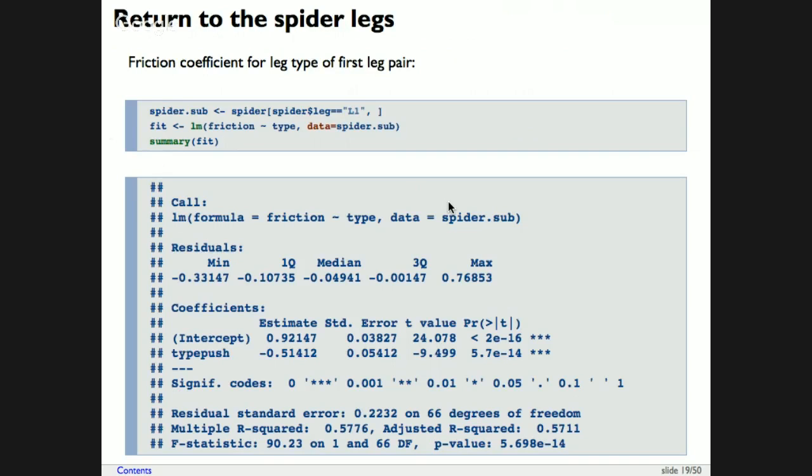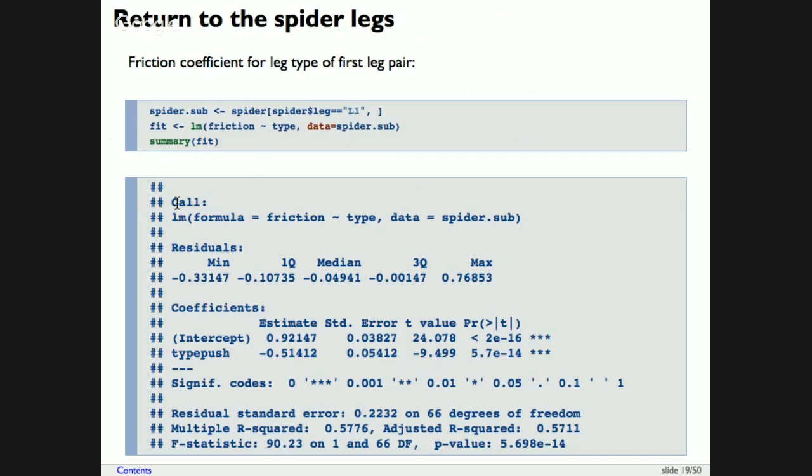So let's go ahead and do it with the spider legs example. We're going to subset here just to look at the first set of legs. So just that first two, so we have those two boxes, and then I'm going to use this lm linear model function to model friction as a function of, or as described by, type, where type was push-pull, using this spider subset data set. And let's take a look at a summary of what we get.